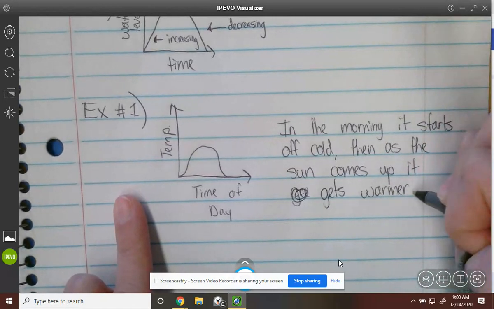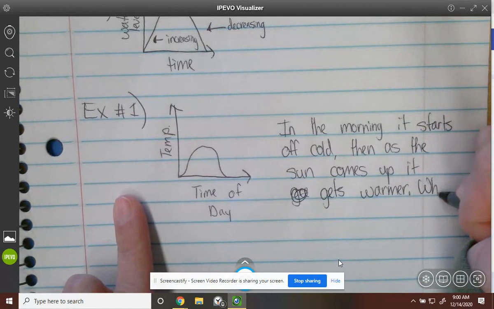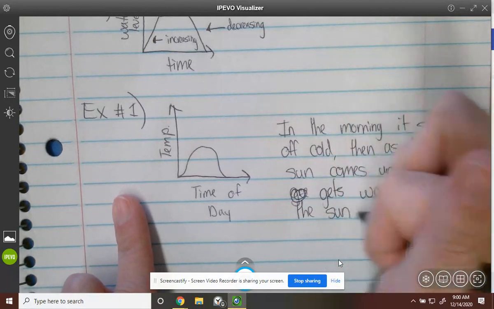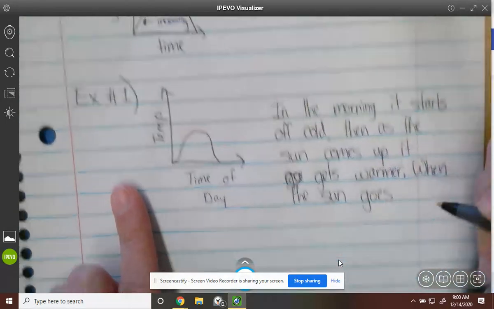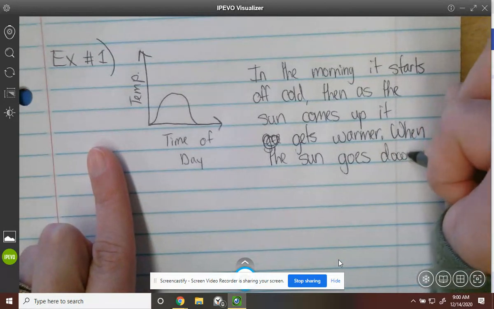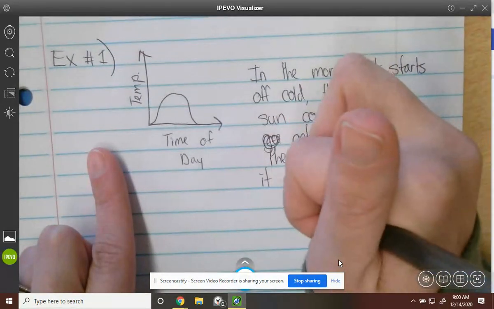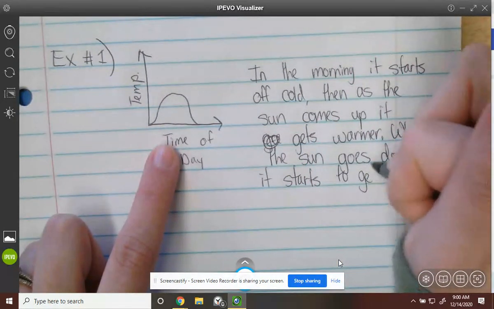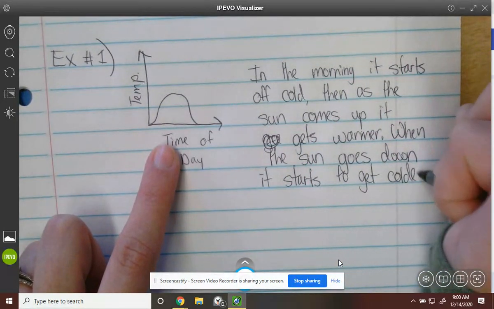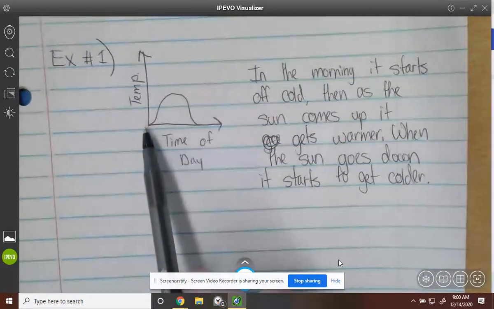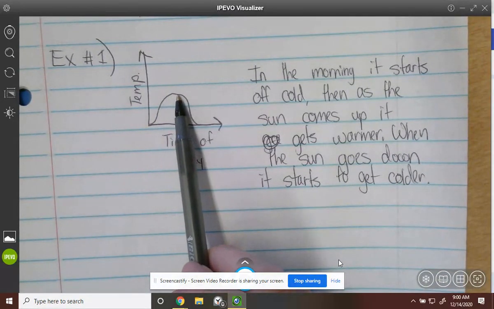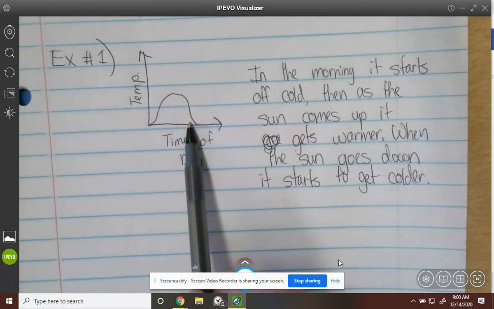But then when the sun goes down, it starts to get colder. Okay, and that's what's happening in this graph. It's cold, sun comes up, gets warmer and warmer, sun goes down, gets colder and colder.